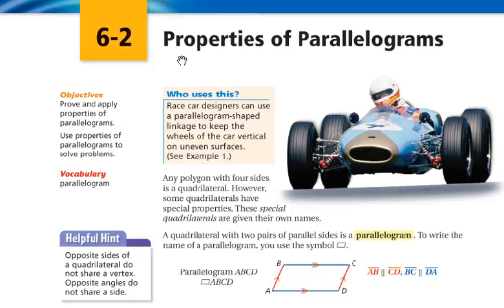Just wanted to go through Chapter 6, Section 2 with you today, talking about properties of parallelograms. If you remember in the last section, Section 1, we were talking about polygons and what some different kinds of polygons are. In particular, we're going to talk about a quadrilateral with four sides. Let's talk a little bit about a parallelogram first of all.